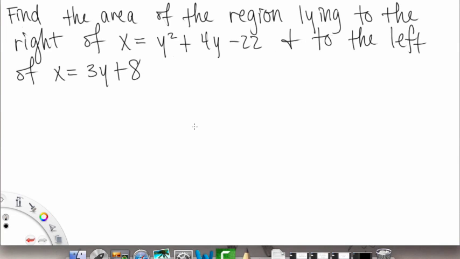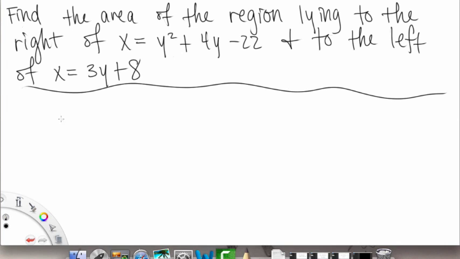Alrighty, for this last question, we're asked to find the area of the region lying to the right of x equals y squared plus 4y minus 22, and to the left of x equals 3y plus 8. Okay, so let's analyze what they're telling us. So we have some region in here.